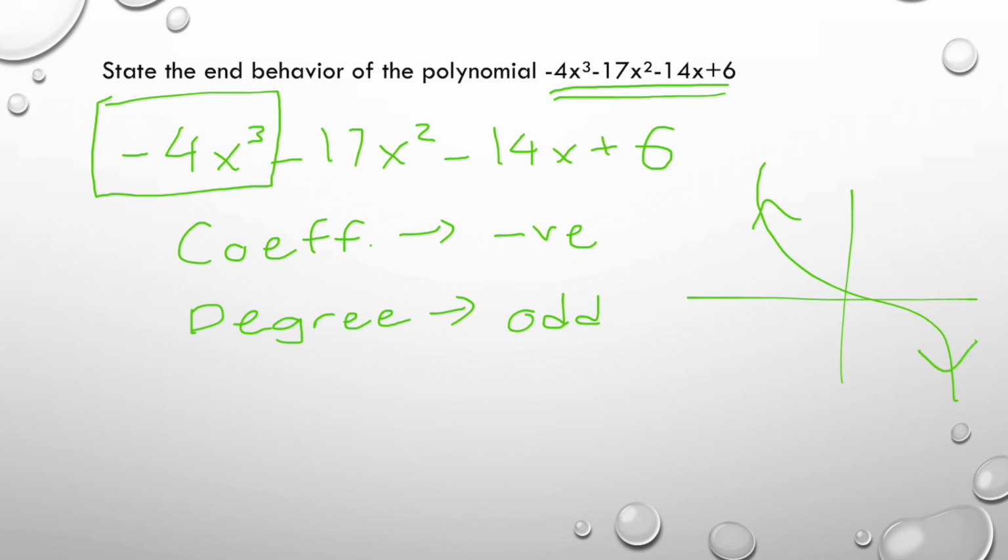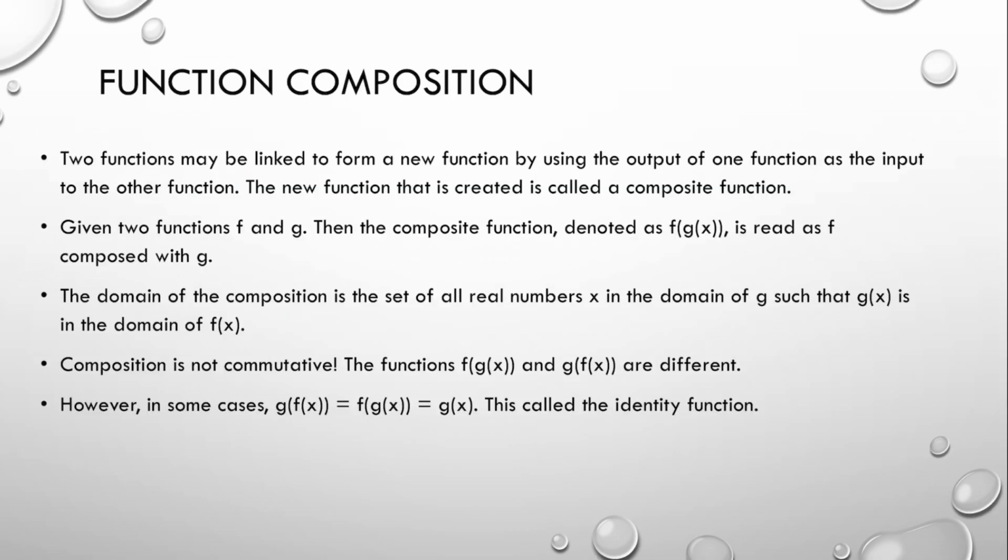They might ask you something similar to this, or they might do the reverse. They might give you a graph and they'll say, find a possible polynomial for this graph. In that case, you go the opposite way. You look at the possible coefficient and you look at the possible degree. Let's move ahead. Now, function composition is something that is quite important from the test perspective.